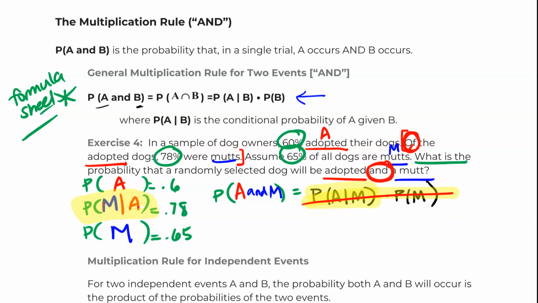Oops, I meant to use my red. The reason it won't help us right now is because I don't have that conditional conditioned on mutts. I have it conditioned on adopted. And the things that don't matter, "and" or "or," the order doesn't matter.